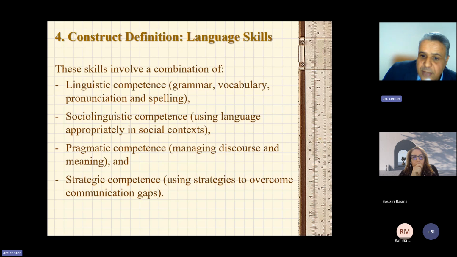Pragmatic competence, the same thing, discourse and meaning. The items in a task should be meaningful to the learners so that they can get engaged with them. Strategic competence is using strategies to overcome communication gaps. This is also another subcomponent of language skills.